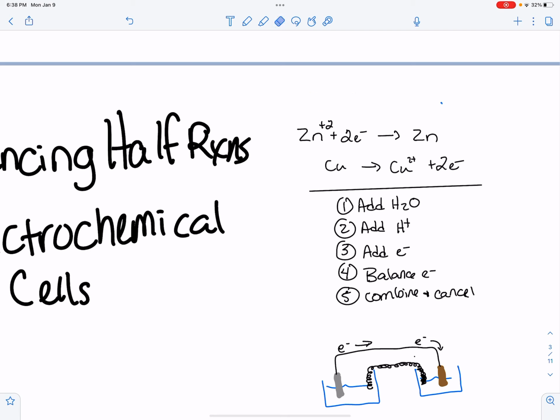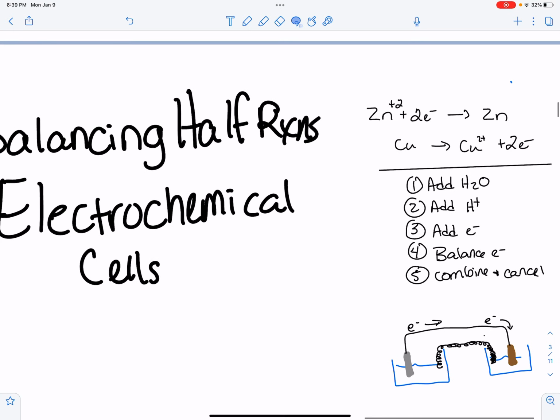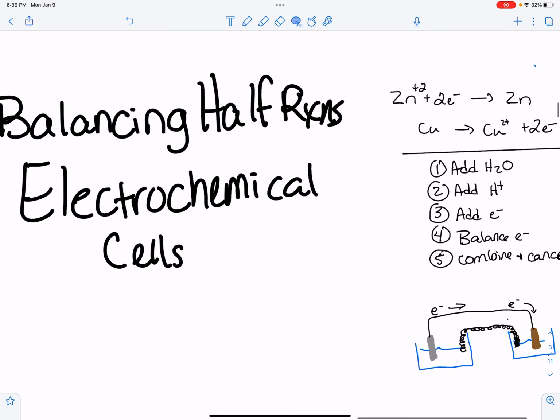So it's kind of a special category. What we do in these weird balancing cases is that we balance them in either acid or base. And they always have a stepwise process of what you add. You start with water, then H+, then electrons, then you balance your electrons, then you combine and cancel. So these are stepwise processes to follow to balance a half reaction. The first few will take a little while, but once you get good at it, like all the other processes, it'll finally click.